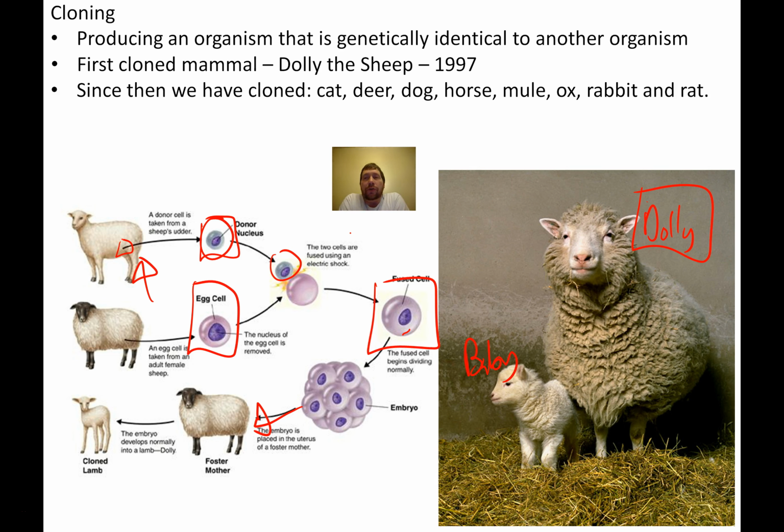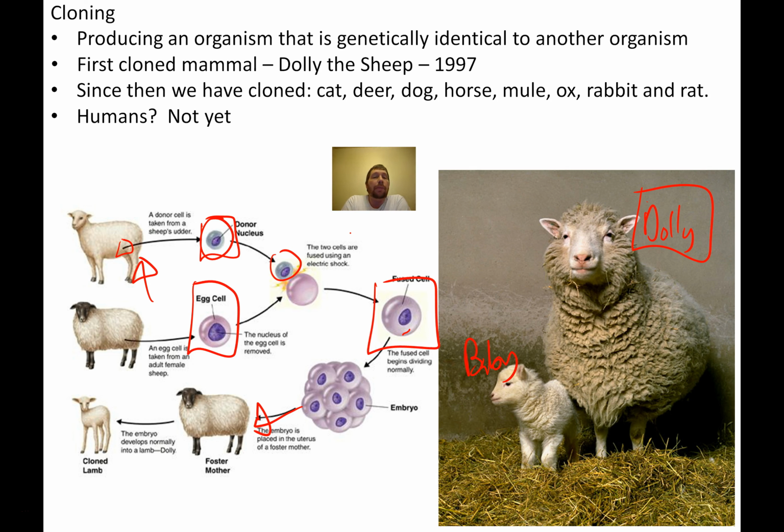Now, since we cloned Dolly in the year 1997, we've cloned lots of stuff. We've cloned cats, deer, dogs, horses, mules, ox, rabbits, rats. Actually, the team that cloned the mule for the first time, one of the professors is actually at Utah State. So we went on a big thing with cloning there for a while. And there can be some big advantages with cloning. There's a big factory in China right now where they're cloning cattle like crazy because they think it's going to be a cheaper way to make cattle.